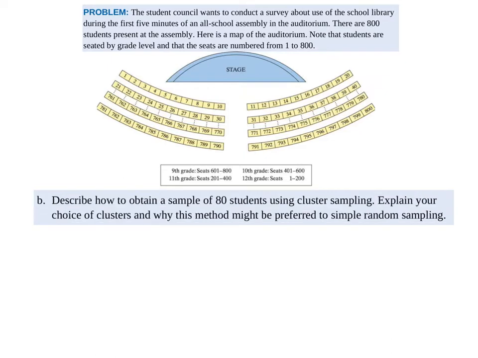So now let's describe how to obtain a sample of, again, 80 students, but now let's use cluster sampling. And let's explain our choice of clusters and why this method might be preferred to simple random sampling.